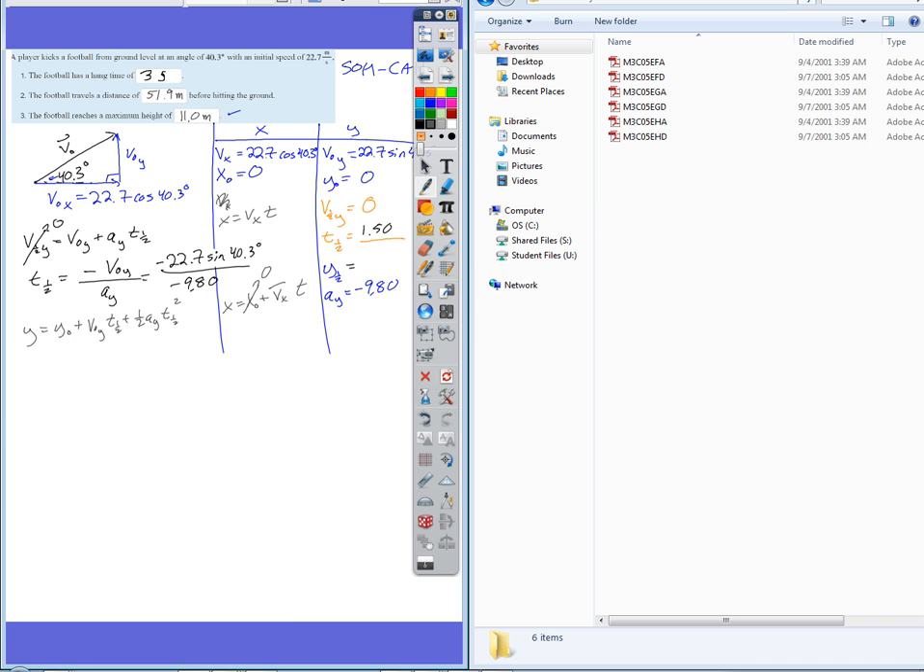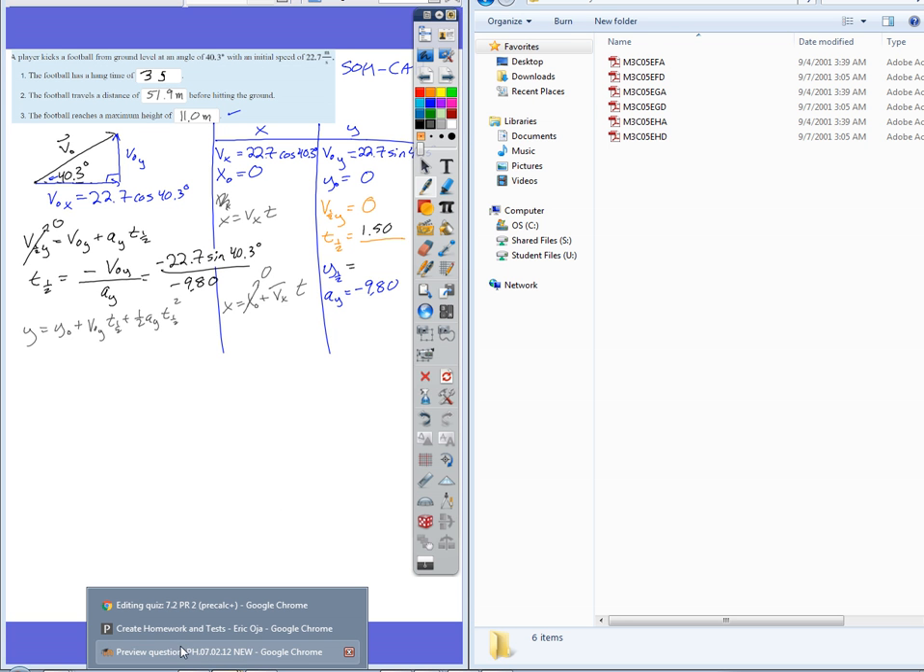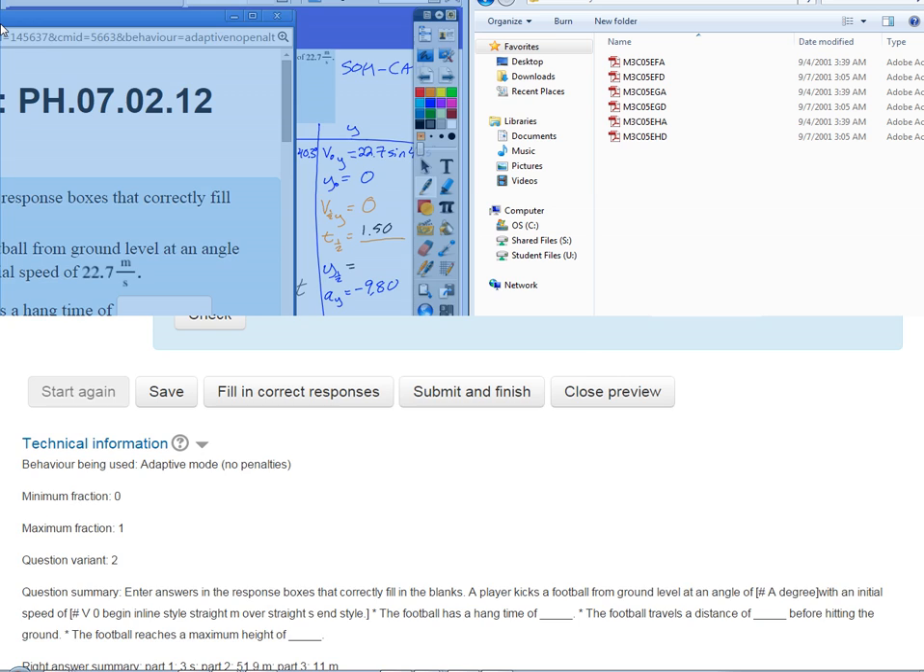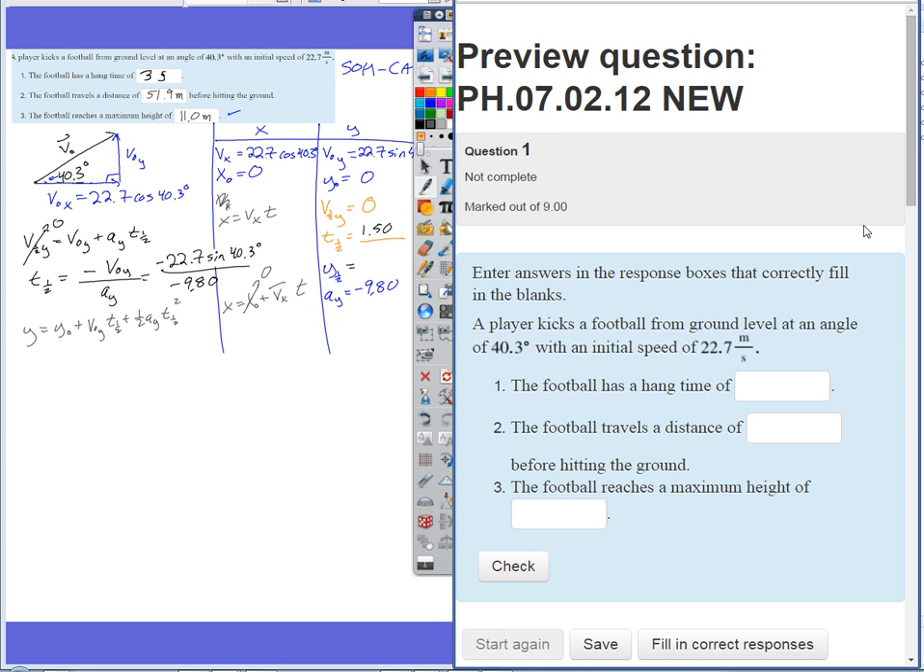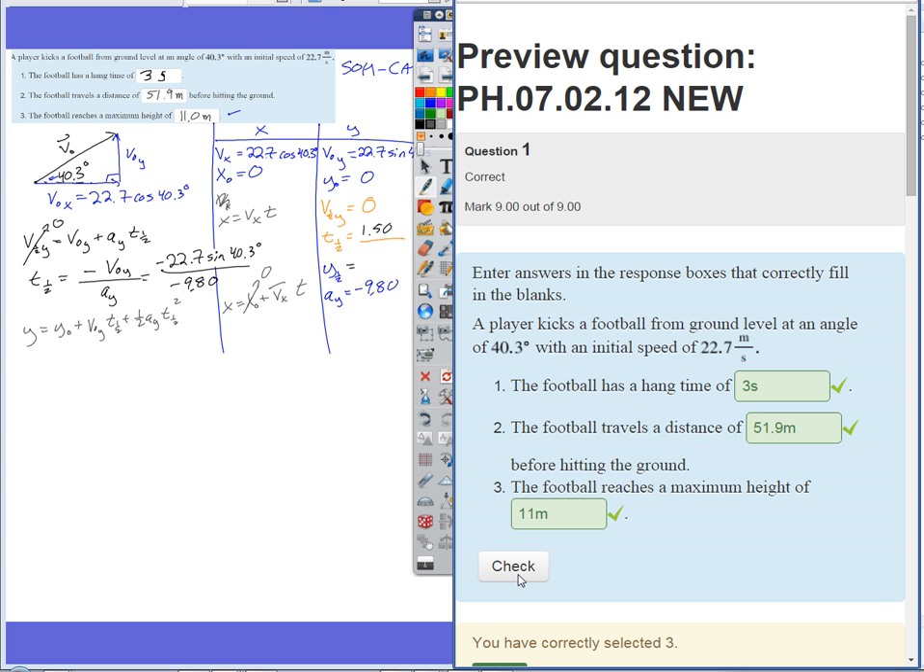Okay, that looks like a 5. All right, so the first one we said was 3 seconds. Second one was 51.9 meters. Third one was 11 meters. Moment of truth. How'd we do? We got them right. What do you know? I'm shocked.